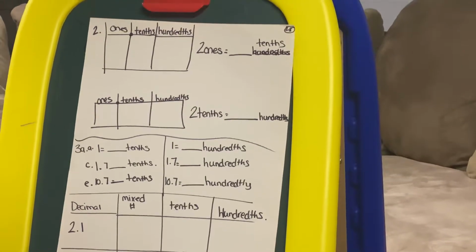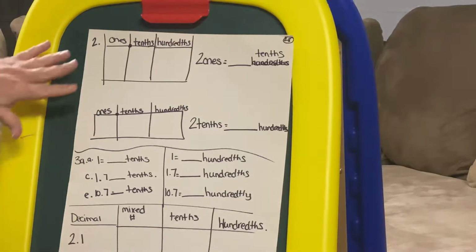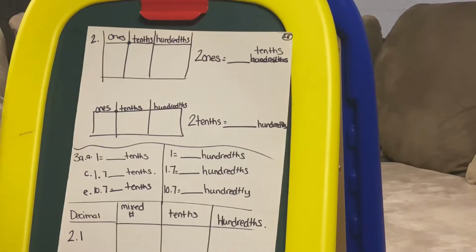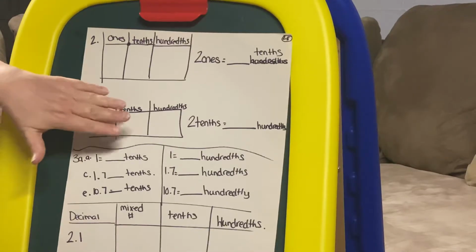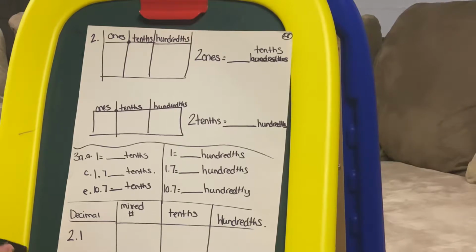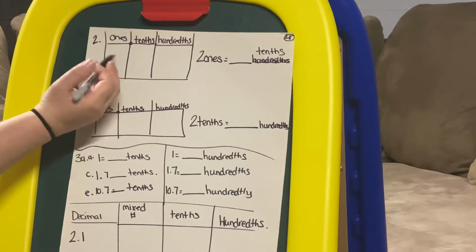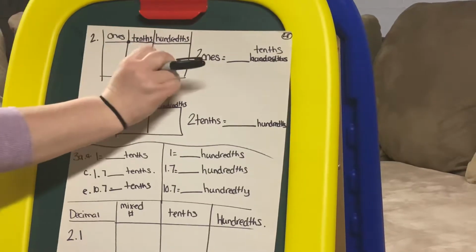All right, guys, we are now on Mod 6, Lesson 8. Today we are going to be working within a place value chart to move things back and forth between tenths and hundredths. This is very similar to what we did when we were moving within a place value chart in the whole numbers, but we're going to be moving backwards.